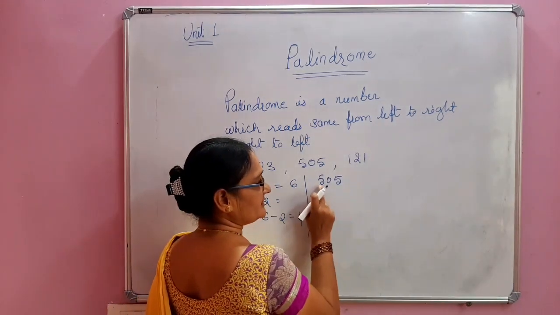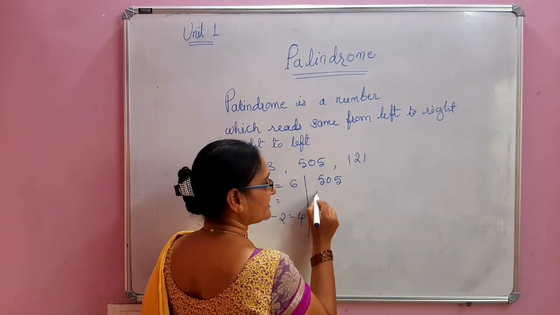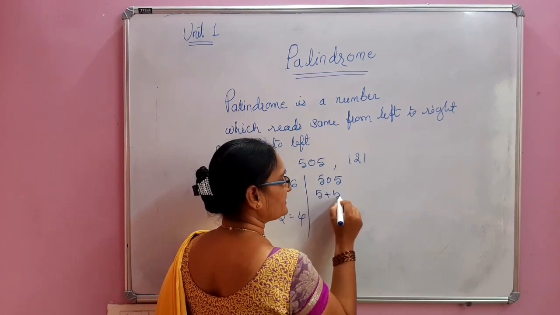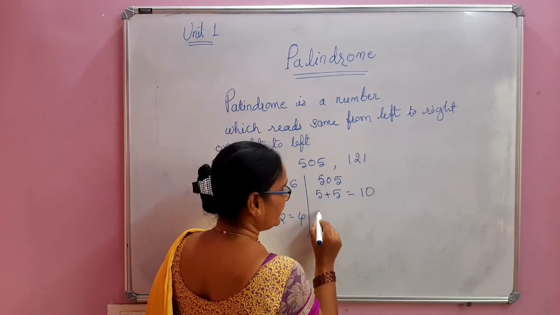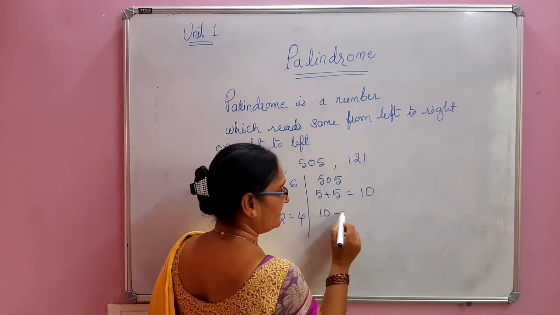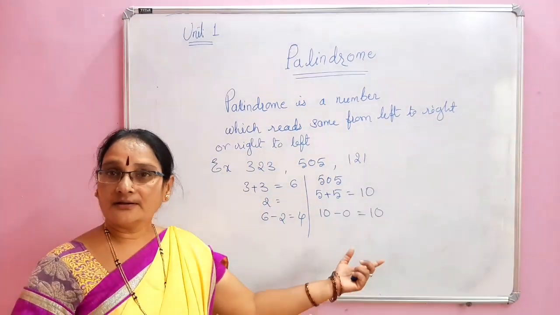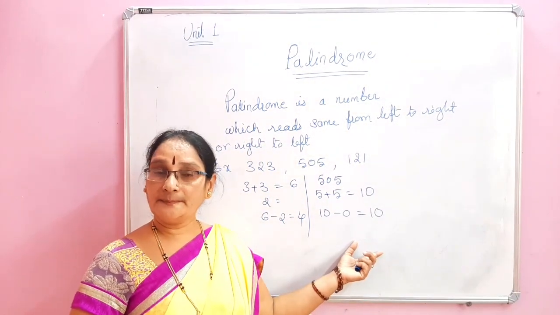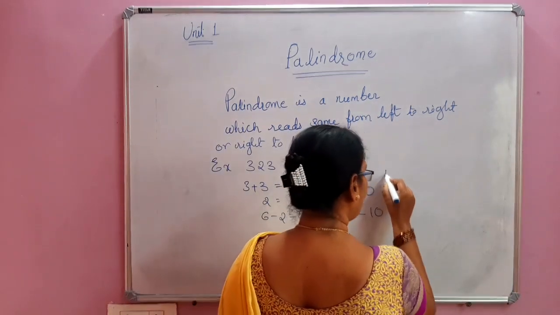Here oddly placed means this is the first, second, third place. First and third place, sum of those two, 5 plus 5 is 10. This is 0. So the difference between oddly placed digits and evenly placed digits is 10 minus 0, which is 10. This is not 0. That means this also is not divisible by 11. Let us see the next one.